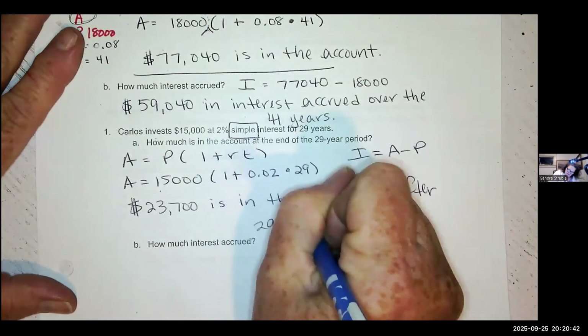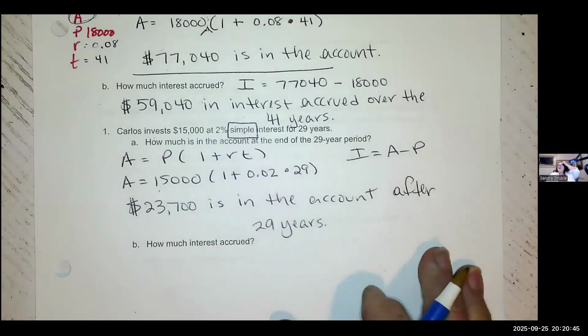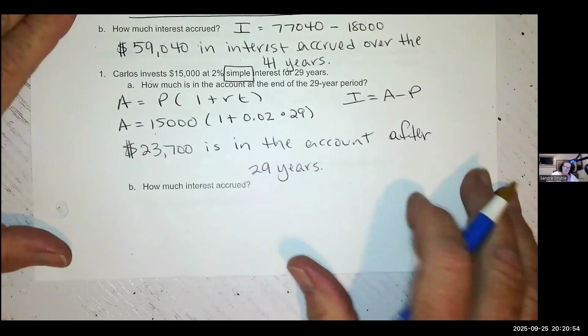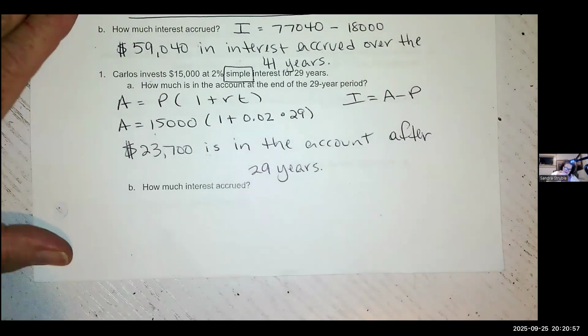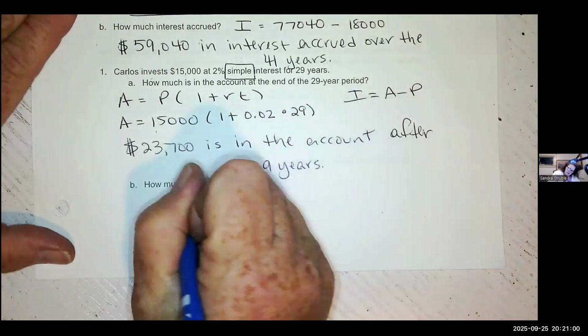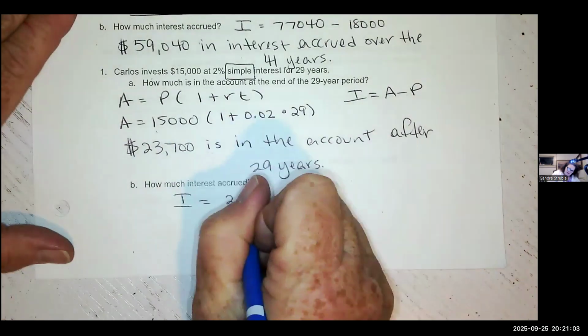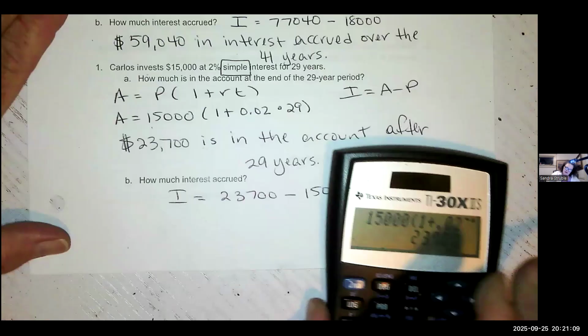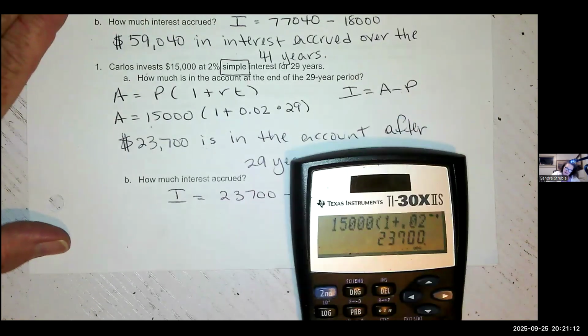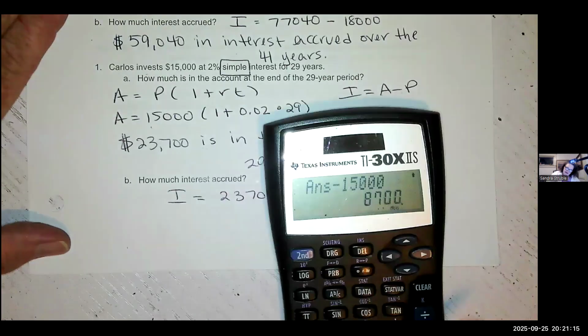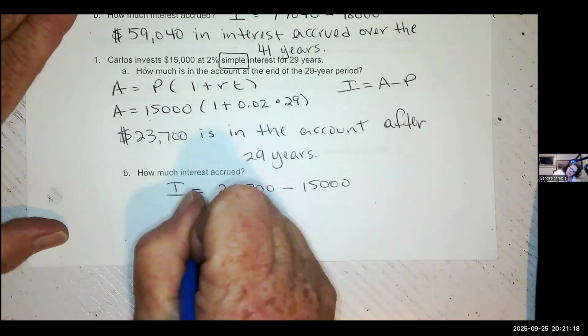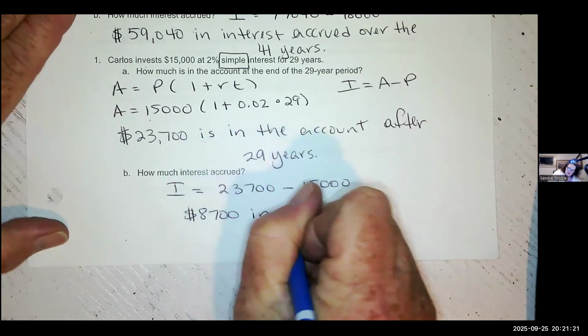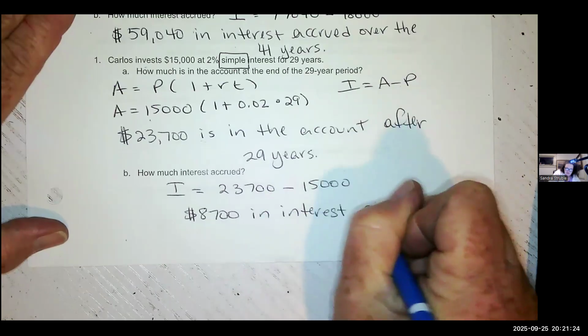Is either one righter or wronger? Well, the 29 years is more information, but just give me a sentence. The most important thing is rounding, units, and sentence. If it makes sense, that's fantastic. Interest accrued: I equals the ending amount, 23,700, minus the beginning amount, 15,000. I just need to subtract 15,000, and $8,700 is the interest accrued.